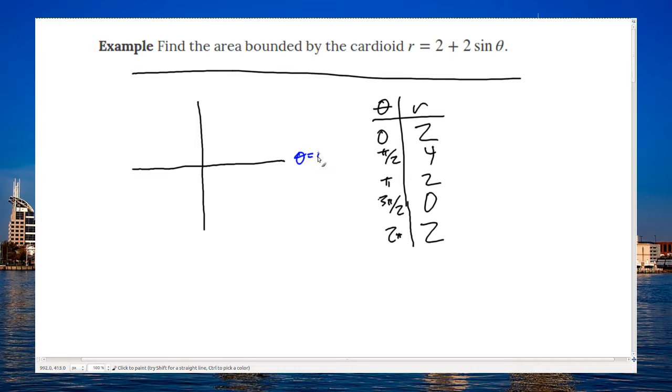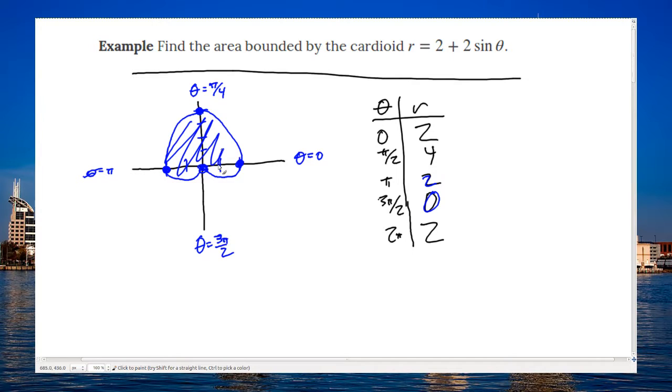When theta is equal to 0, I go out 2 for the radius. When theta is equal to pi over 2, I'm going to go out 1, 2, 3, 4 for my radius. And when theta is equal to pi, I'm going to go out 2. When theta is equal to 3 pi over 2, I'm going to go out 0. So let's draw this. It goes from 2 down to nothing, and then it goes from nothing back out to 2. So there's our rough sketch of how this shape works.